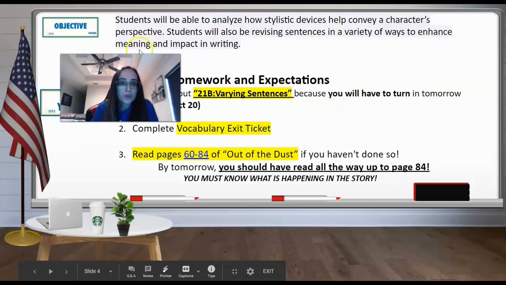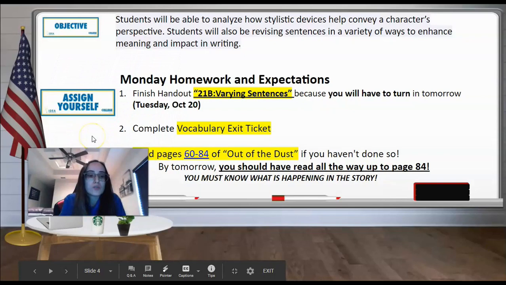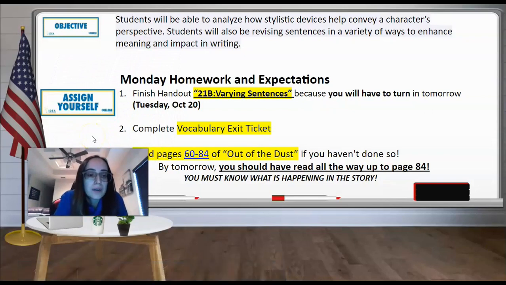So, what's the objective for today? Normally, I would have one of my students read this, but since it's a pre-recorded video, I'll go ahead and read it for us. Students will be able to analyze how stylistic devices help convey a character's perspective. Students will also be revising sentences in a variety of ways to enhance meaning and impact in writing.